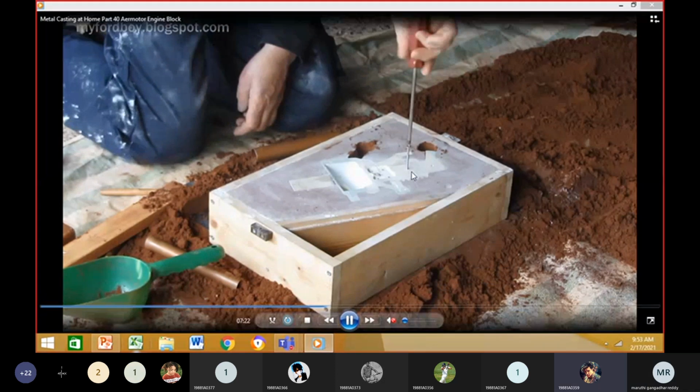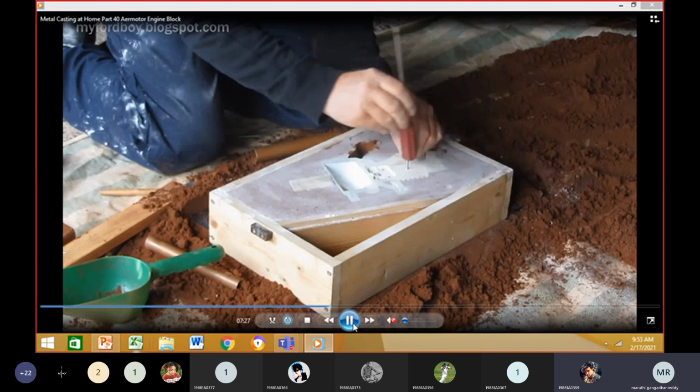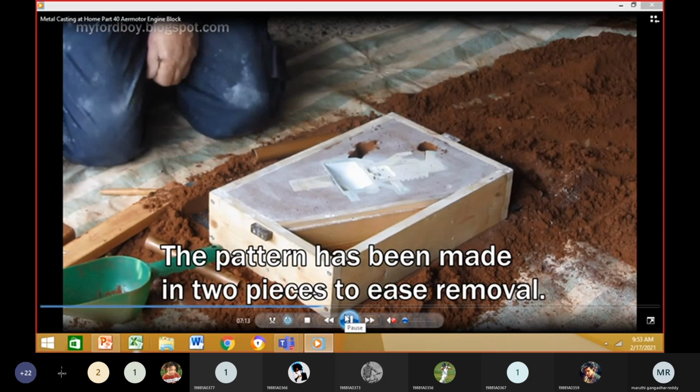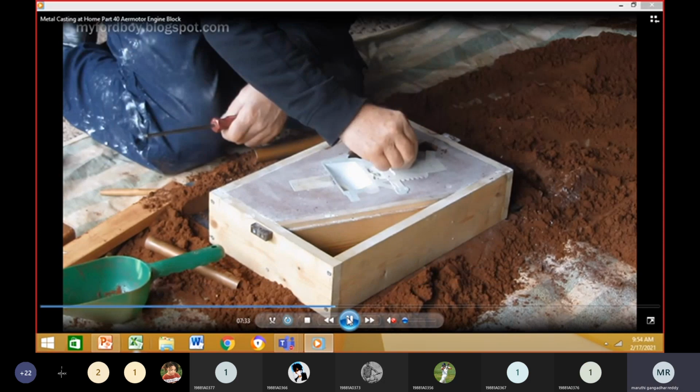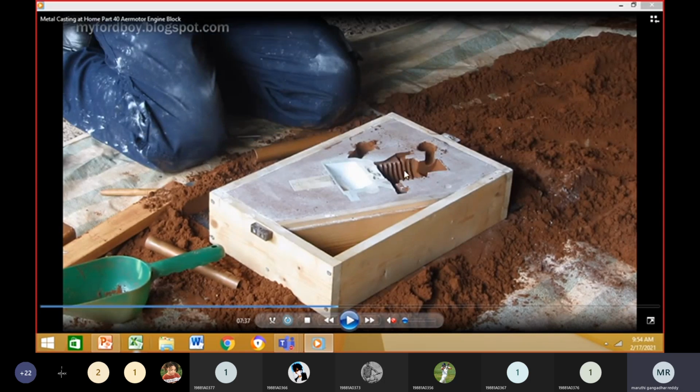Sir, the video is stuck. No, it is playing, slowly it will play. You can see here the tapping that was done by the operator. Have you noticed that? Here you can see he is tapping the pattern. While tapping, what will happen? The mold cavity will get enlarged. Also, he is simply shaking the pattern for removal. So what will happen during the tapping and shaking? The mold cavity size will become bigger.